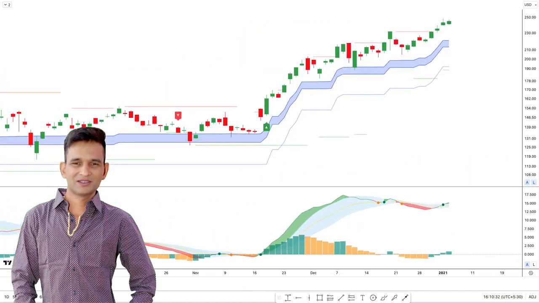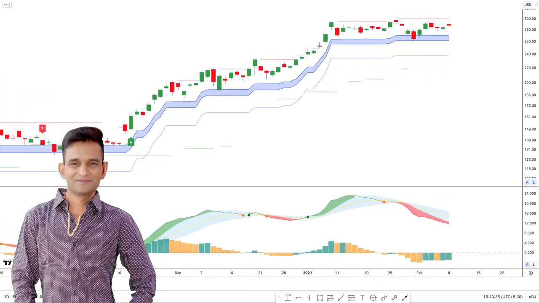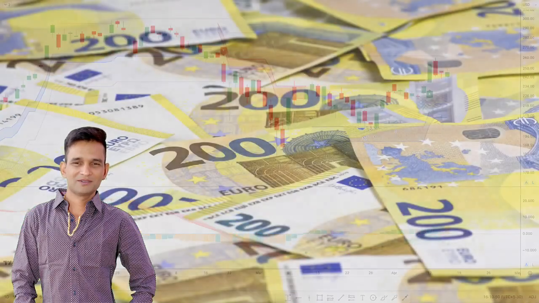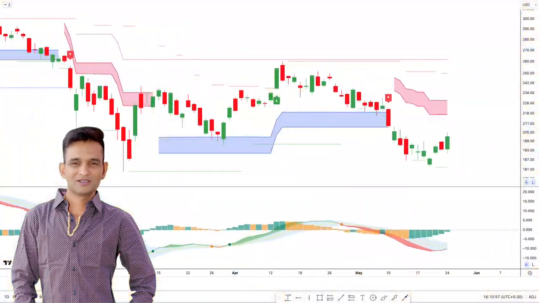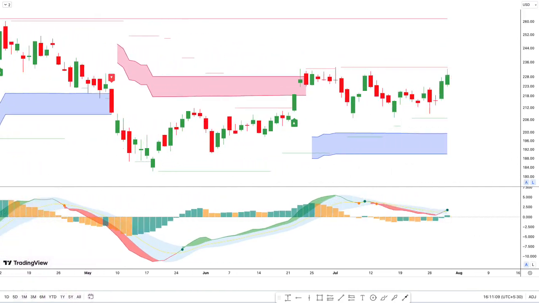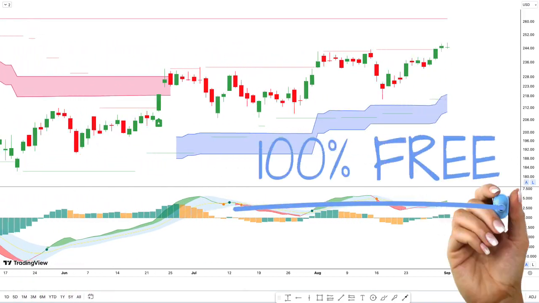Check out these recent signals on the Forex price charts. The strategy is so simple that even an amateur can use it to make quick money. This applies to trading on smaller time frames like 5, 15, and 30 minutes. These indicators are 100% free.